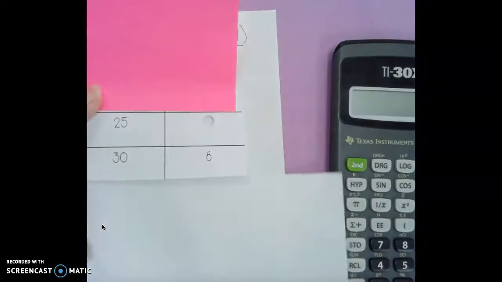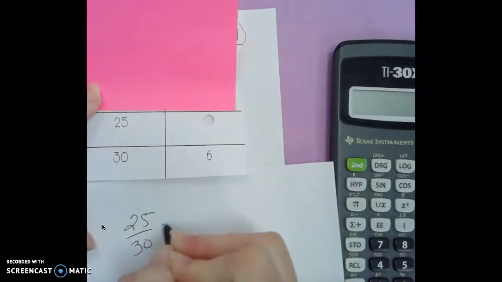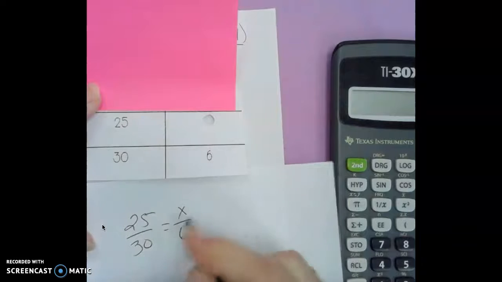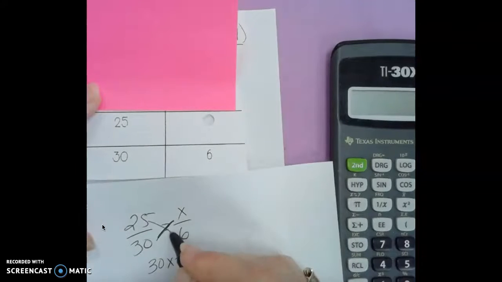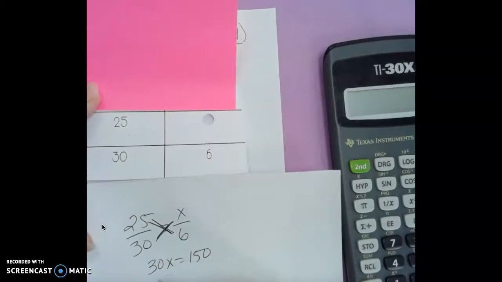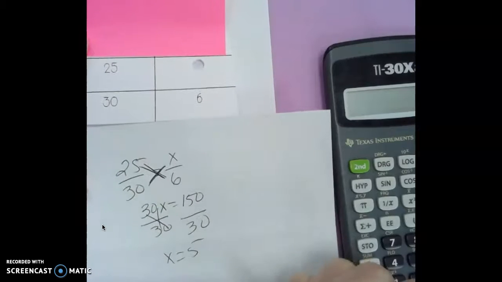this one. This is a little bit different problem. So I wanted to do 25 over 30 equals x over 6. I'm going to go with my variable first. So 30x equals, that's going to be 150. Divide both sides by 30, and x equals 5. Whoops, well, I didn't show you the problem. I'm sorry. X equals 5.